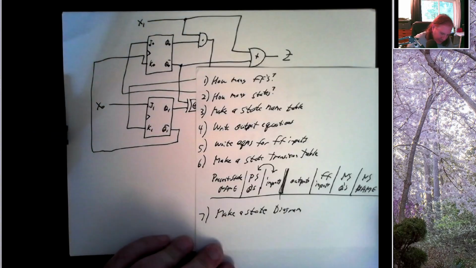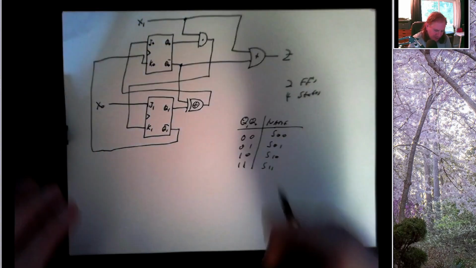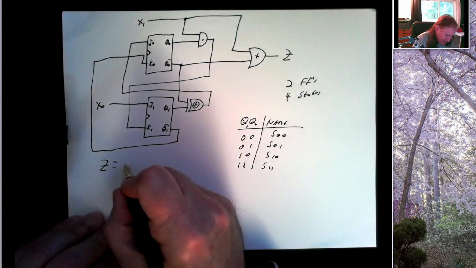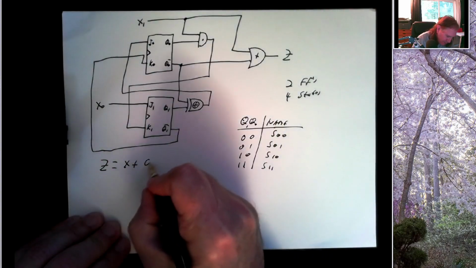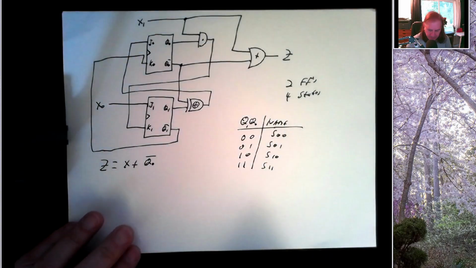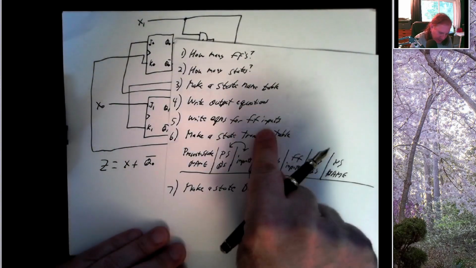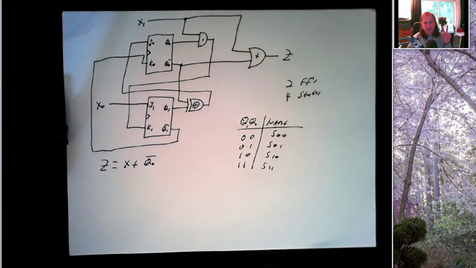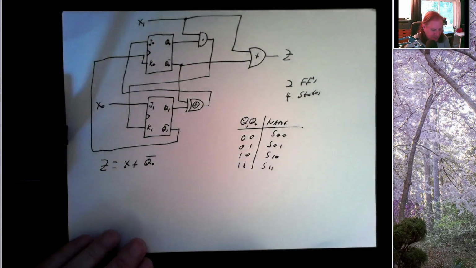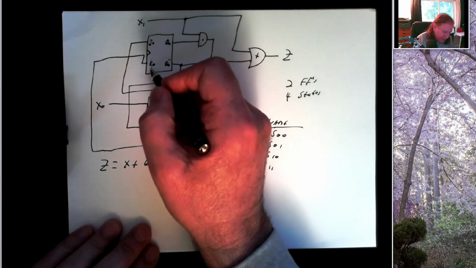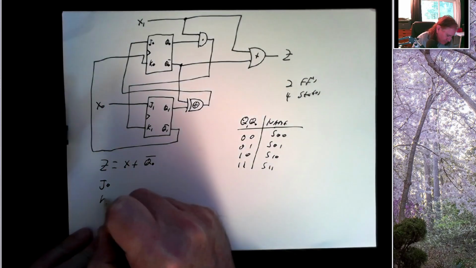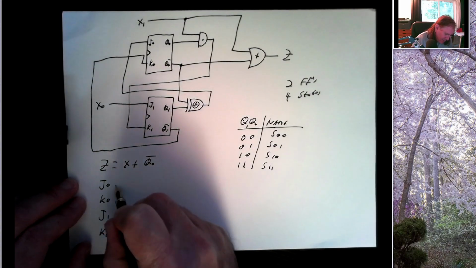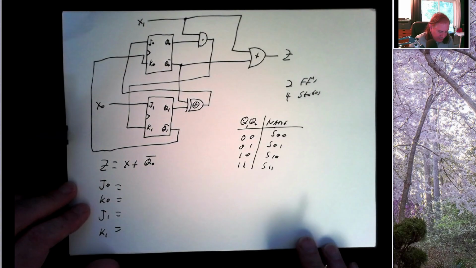All right, next step, write output equations. So what are the outputs here? Well, there's one output, Z, and Z is just equal to X1 ORed with Q0 bar. Next step, write equations for the flip-flop inputs. So a JK flip-flop has 2 inputs, J and K, right? We don't count the clock as an input, so we're just looking for equations for J0, K0, J1, and K1. And we just write these from the circuit diagram.